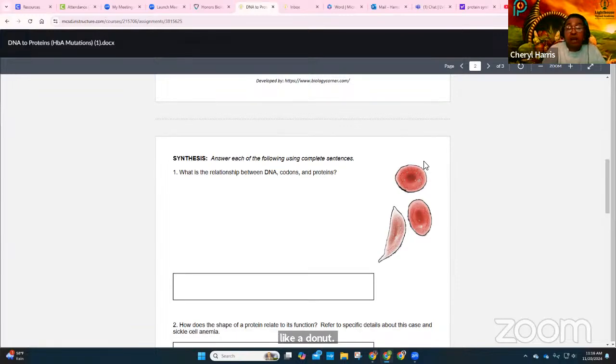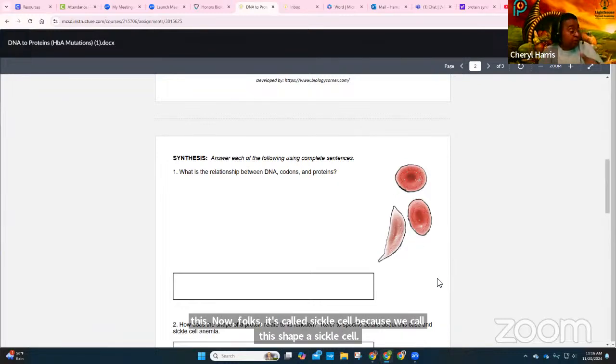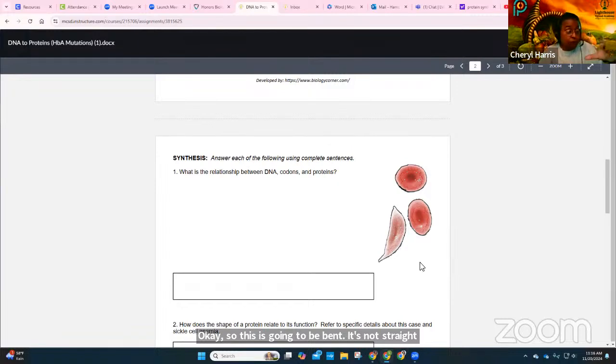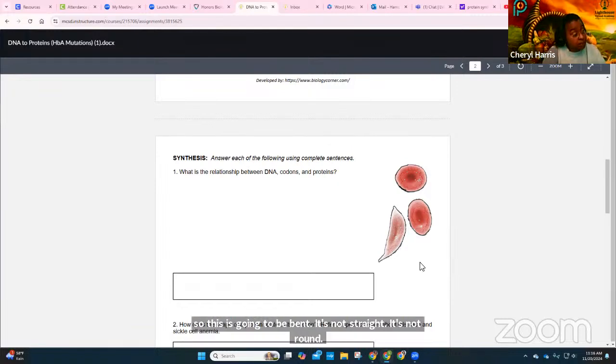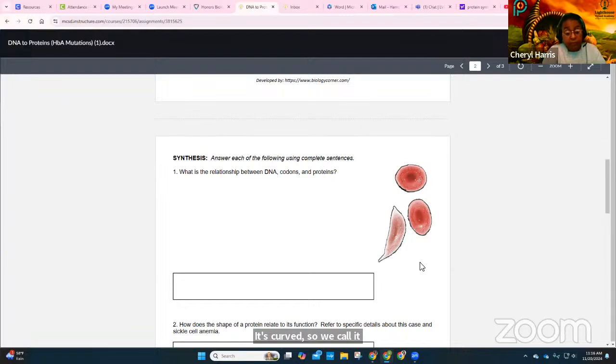Our second chain is going to make it look like this. Now, folks, it's called sickle cell because we call this shape a sickle. So this is going to be bent. It's not straight. It's not round. It's curved. So we call it sickle shaped.